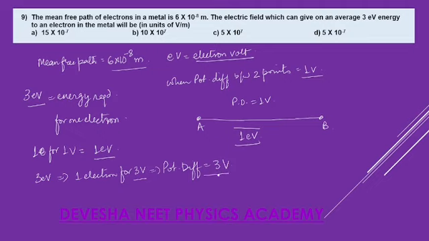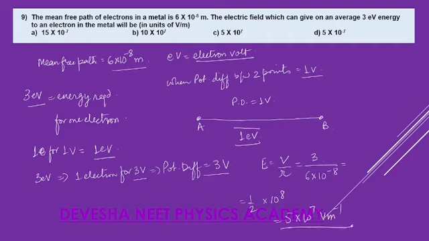It is given here. Now we know that E is equal to V by R. Okay, so the V is 3 volt and the distance is given to be 6 into 10 to the power minus 8. So this is equal to half into 10 to the power 8, right, which is equal to 5 into 10 to the power 7 volt per meter. So if you look at the options given to us, the C option will be the right option.